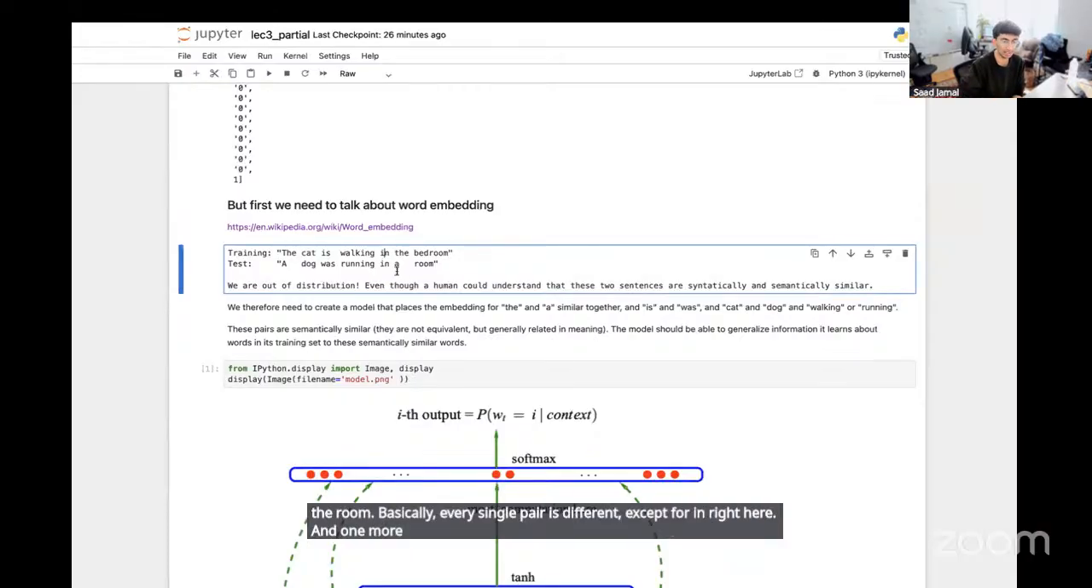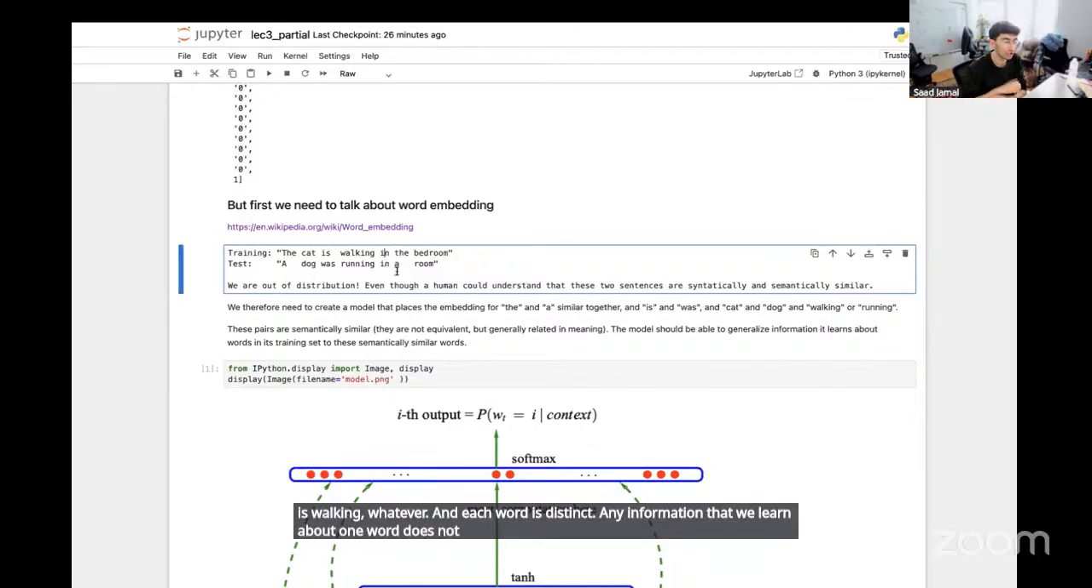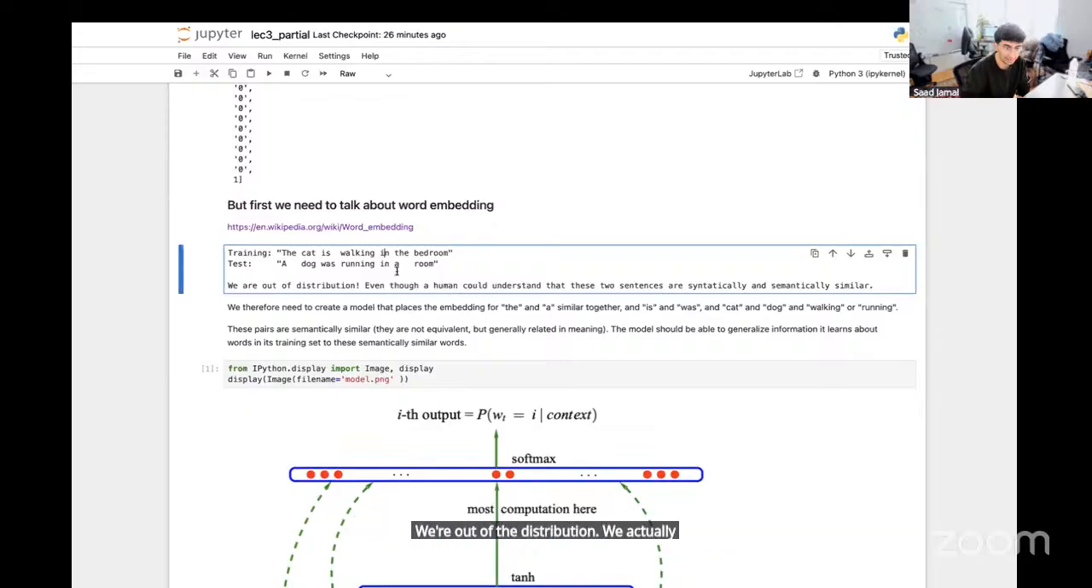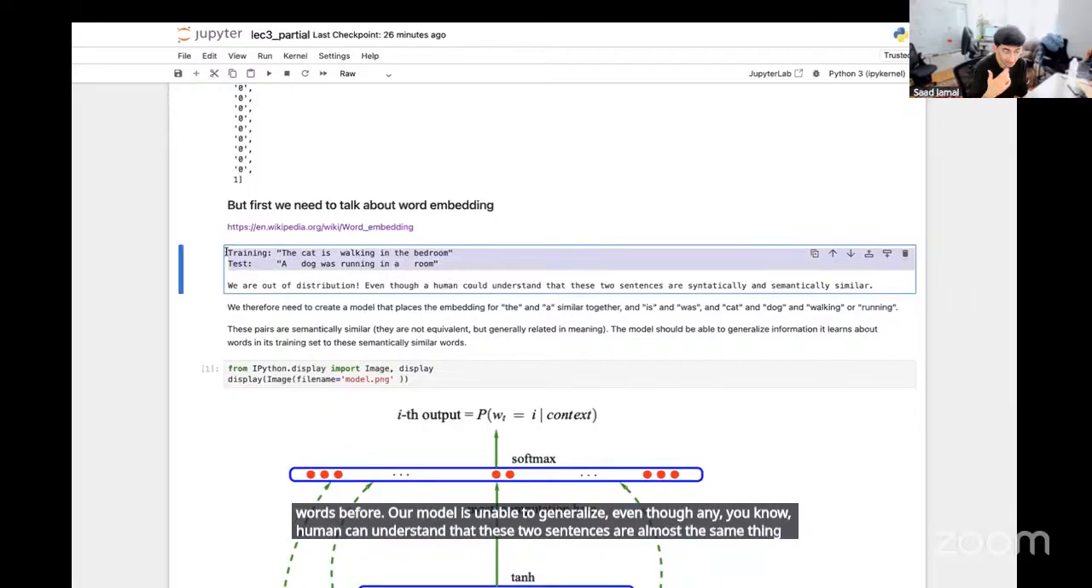One more problem for us is that if our vocabulary of English words is these 17,000 words, and each word is distinct, any information that we learn about one word does not generalize to other words. So if in our training set we see "the cat is walking in the bedroom," and at test time we see a sequence of words like "a dog was running in a room," we're out of distribution. We have actually never seen this sequence of words before. Our model is unable to generalize, even though any human can understand that these two sentences are almost the same thing. They're very syntactically similar, right?